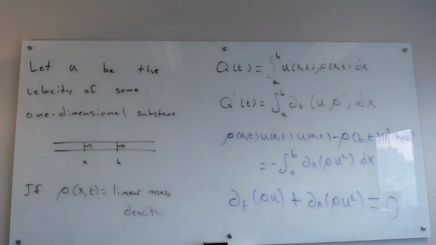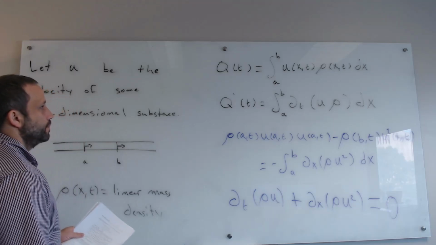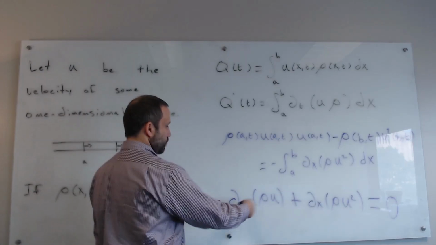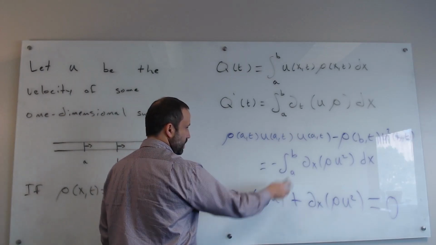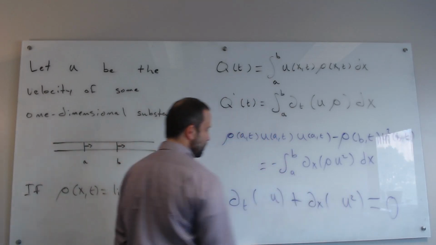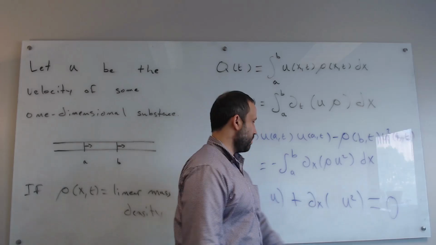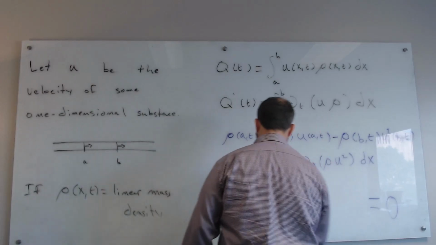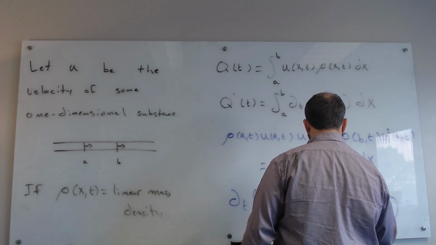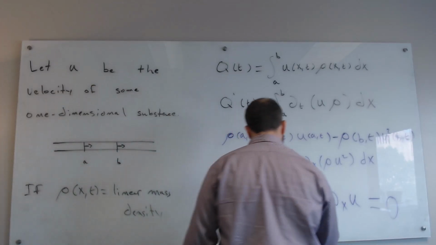Now notice that if rho is constant, we can simply divide it out by rho, because we can pull it out here and divide over to 0. And now what we have is the x derivative of u squared. So by the chain rule, this gives us 2u times the x derivative of u. Now this is a famous equation called Burgers' equation.